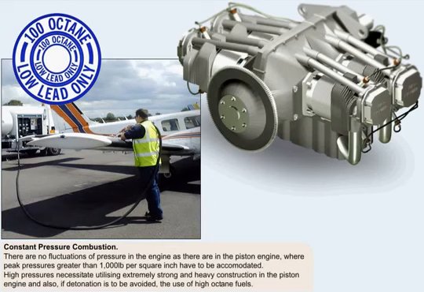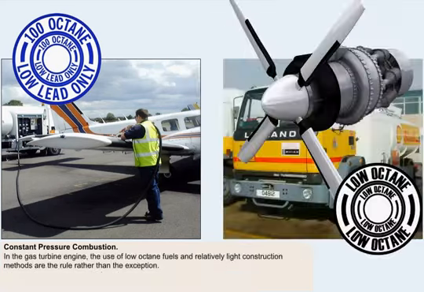These high internal pressures necessitate utilizing extremely strong and heavy construction in the piston engine, and also, if detonation is to be avoided, the use of high-octane fuels. In contrast, in the gas turbine engine, the use of low-octane fuels and relatively light construction methods are the rule, rather than the exception.